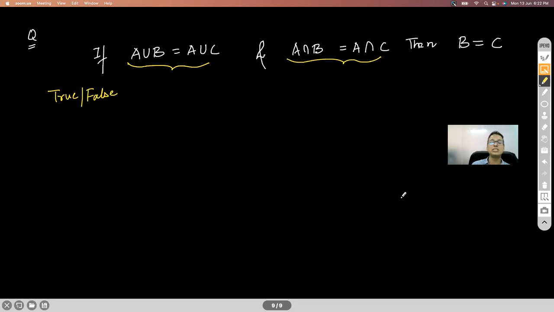Now, people who are saying true, you have to give me a generic derivation for it. So is my offer to both these parties clear? If you're saying it is false, this is for you: give an example where this is not working out. That means despite this condition being fulfilled, B and C are not equal to each other. Give me one example, that is for the people who are saying false. For the people who are saying true, you have to prove it.